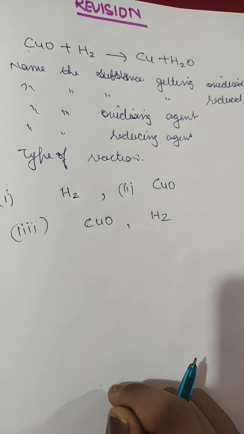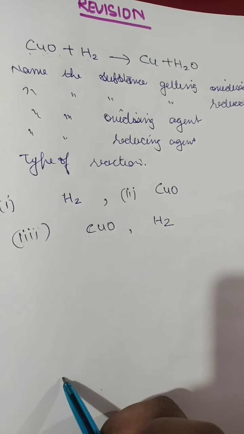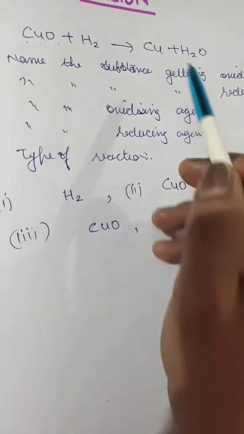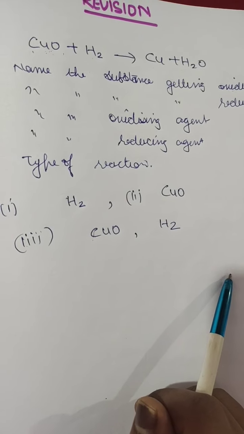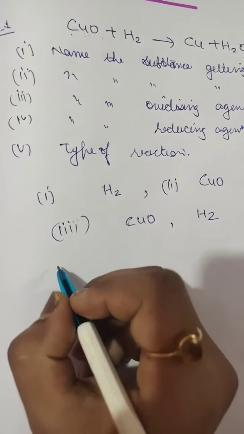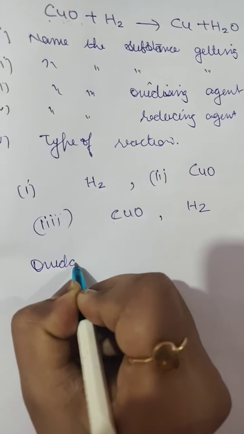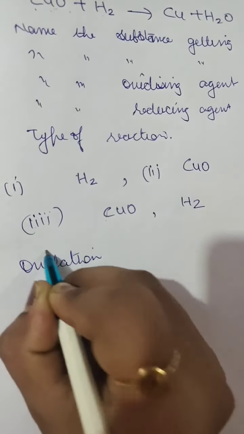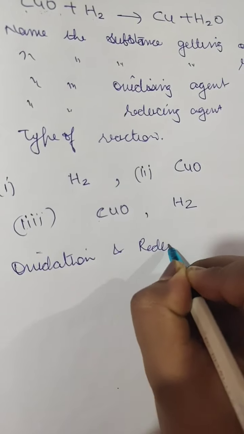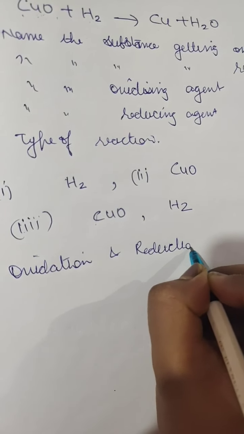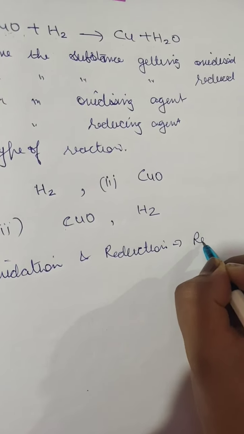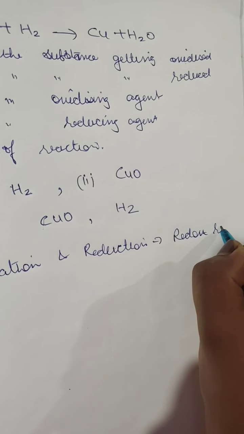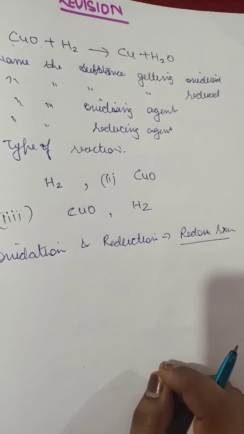So this reaction is an oxidation reaction, and along with that we can see that reduction is also going on in this reaction. So it is also a reduction reaction. So we can call it an oxidation and reduction reaction, and we can call it a redox reaction. So it's a redox reaction.